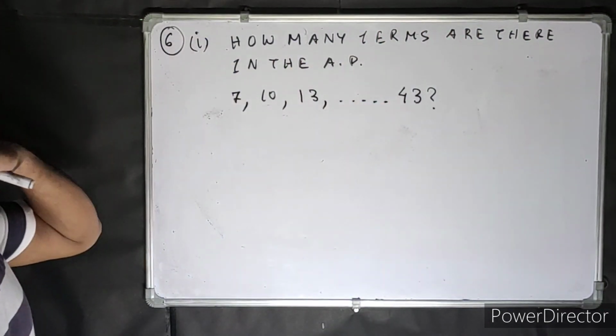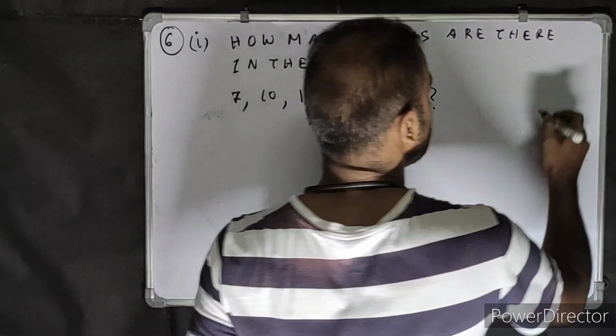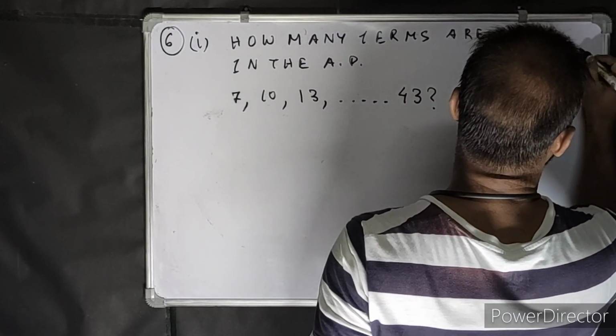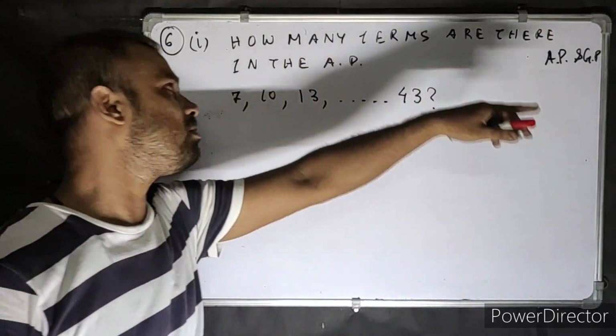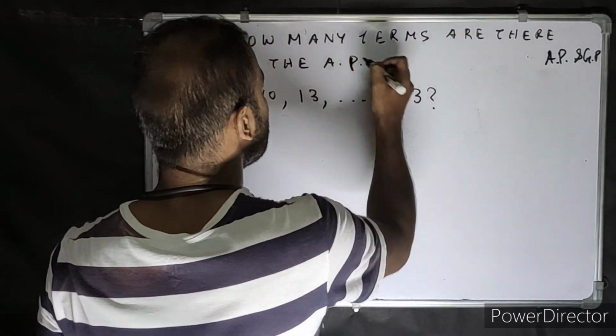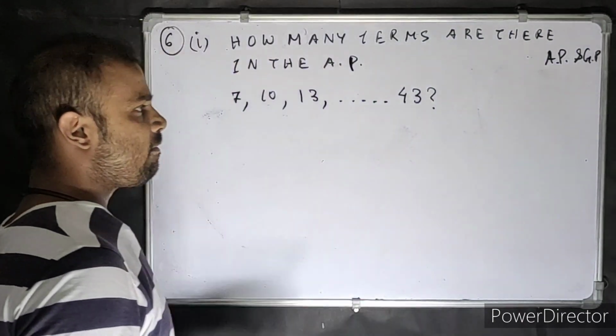First question is written on your screen, already written to save time. Chapter is AP and GP. So let's start with this question. How many terms are there in the given AP 7, 13, and so on until 43?